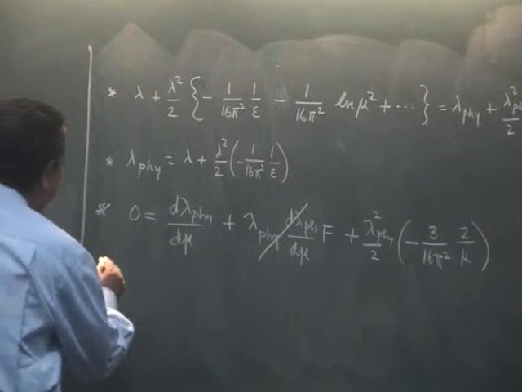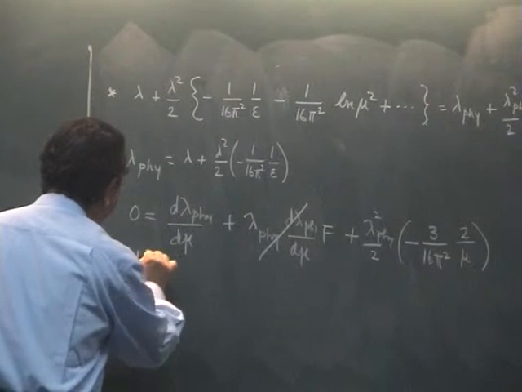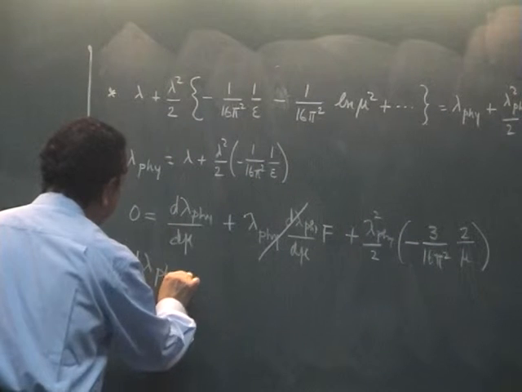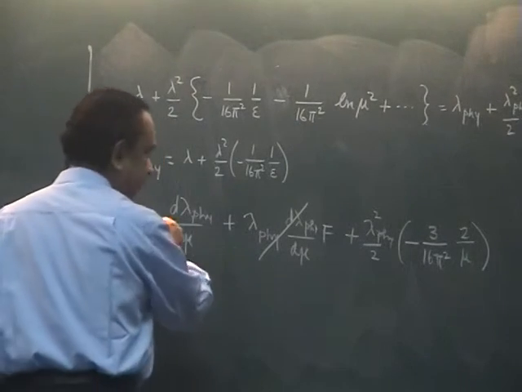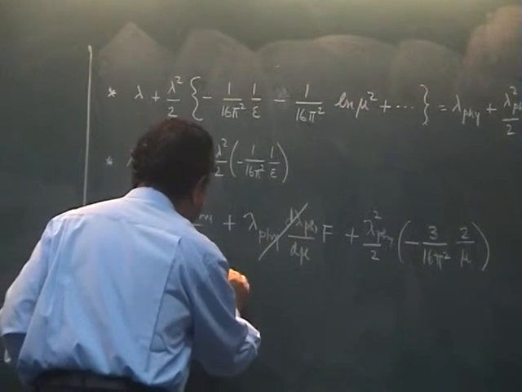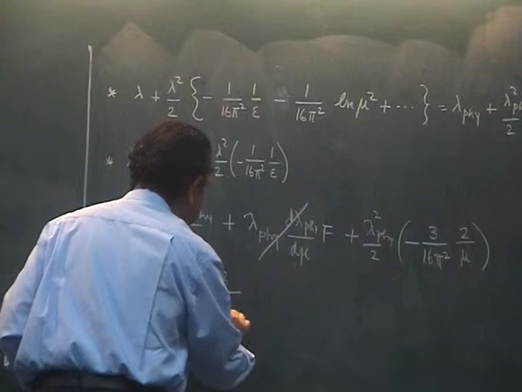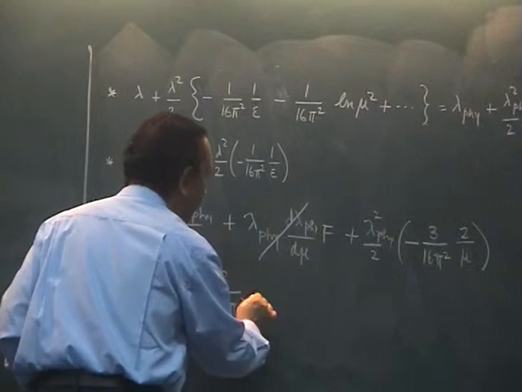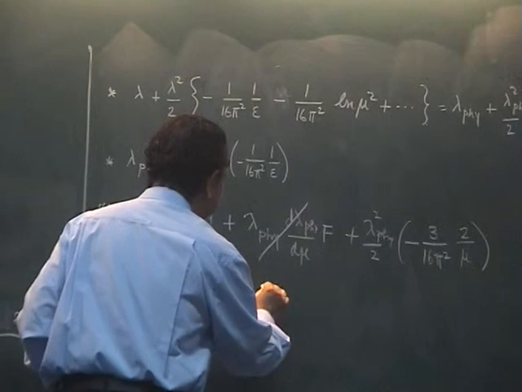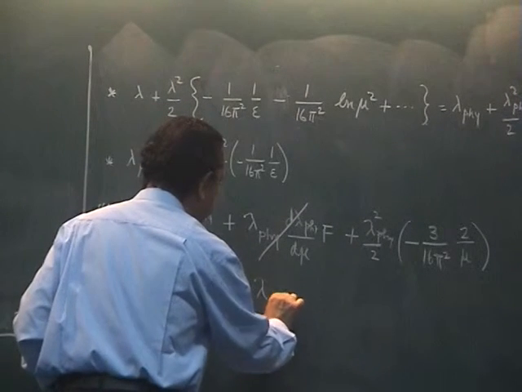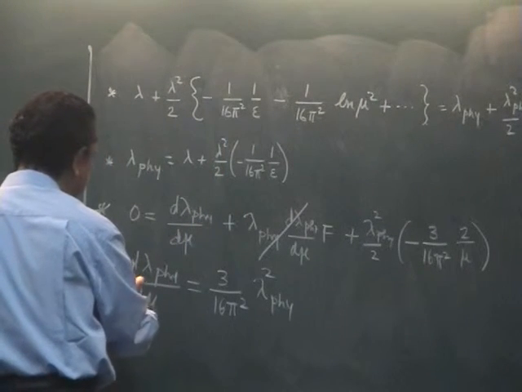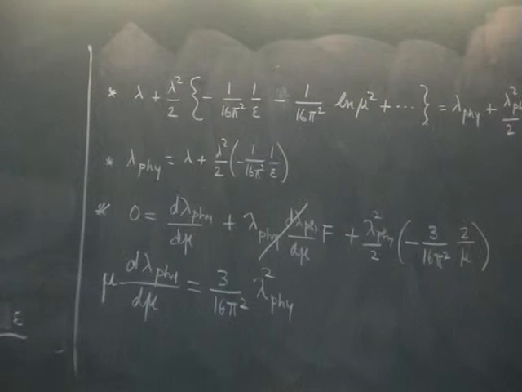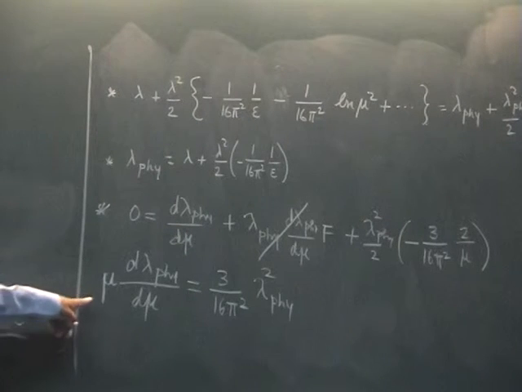So this equation tells you that d lambda physical divided by d mu equals, because it is 0, move it to the side, 3 over 16 pi square lambda physical square, and that mu I would like to put it here. This is, once again we have derived the same result which we had. When we did everything non-perturbatively, we got exactly this.